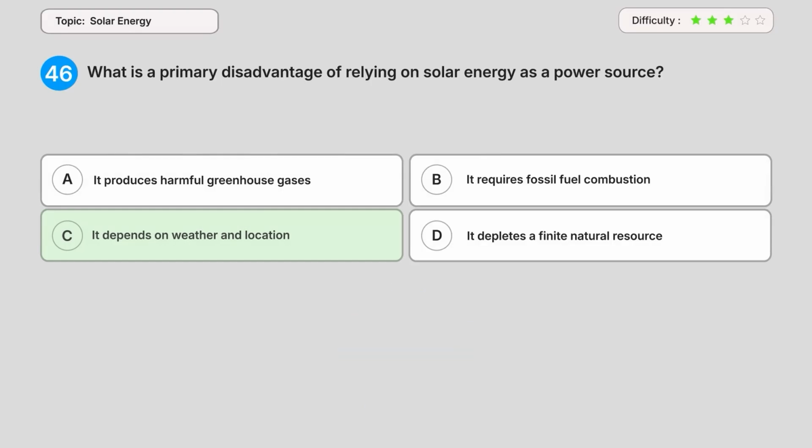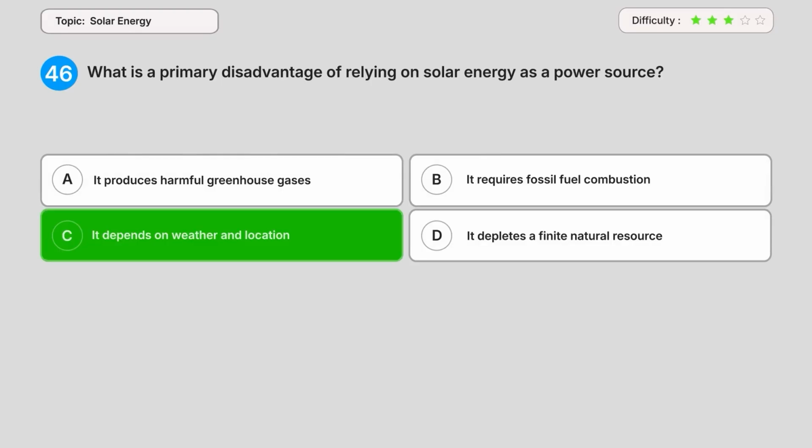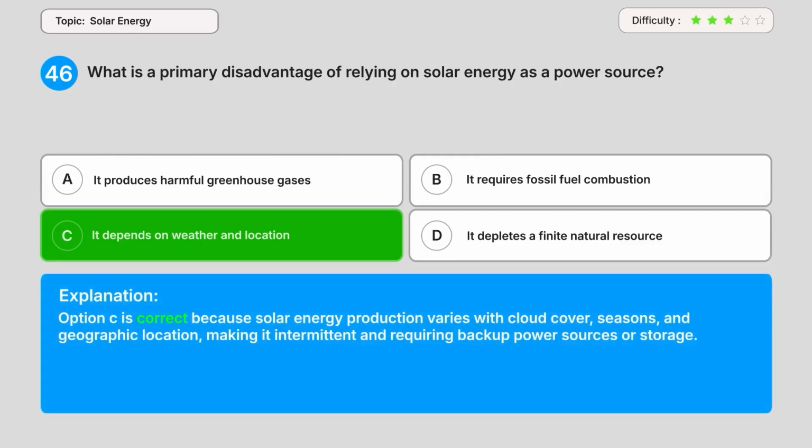Correct answer: C. It depends on weather and location. Explanation: Option C is correct because solar energy production varies with cloud cover, seasons, and geographic location, making it intermittent and requiring backup power sources or storage.